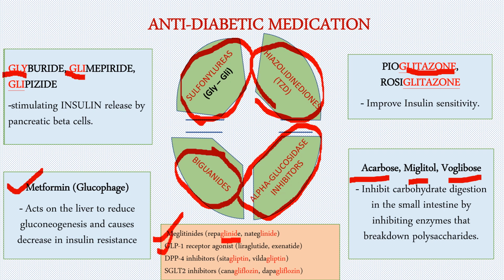Then we have the GLP-1 receptor agonists. An example, we have liraglutide, exenatide. And then we have the DPP-4 inhibitors. Here we have the suffix gliptin. So an example is sitagliptin and vildagliptin. The next is the SGLT2 inhibitors. So again, we have the suffix gliflozin. So examples, we have canagliflozin and dapagliflozin.